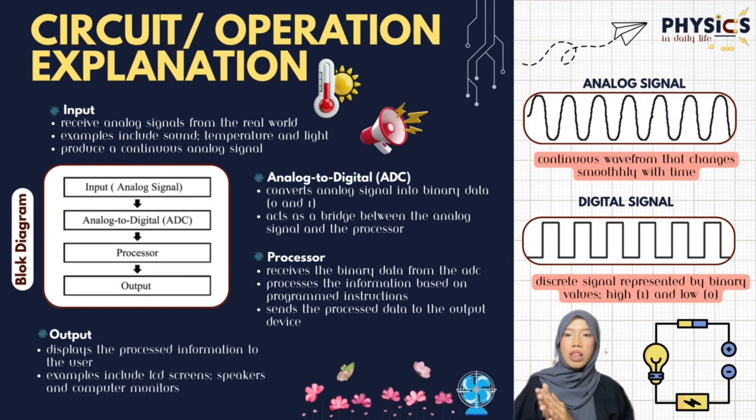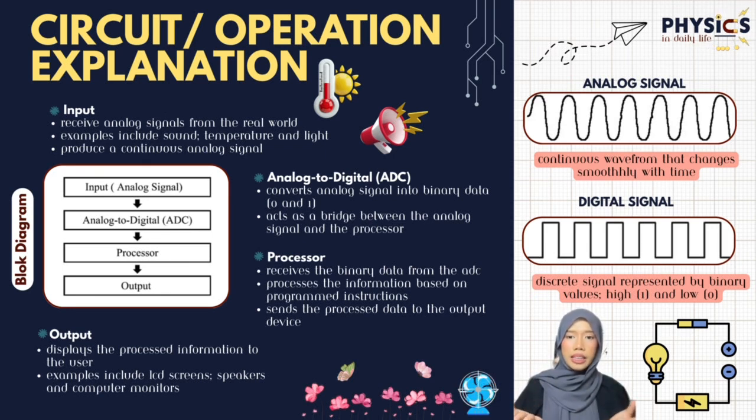Hi, and now I will explain the circuit operation of analog to digital system. So, as you can see here, the block diagram, the operation starts with the input, where analog signal from the real world, such as temperature, light, or sound, are received through a sensor. So, the signal are continuous and cannot be processed directly by a digital electronic system. Okay, the signal is sent to the analog to digital converter, or we call ADC. The function of the ADC is to convert the analog signal into binary data, represented by 0 and 1.